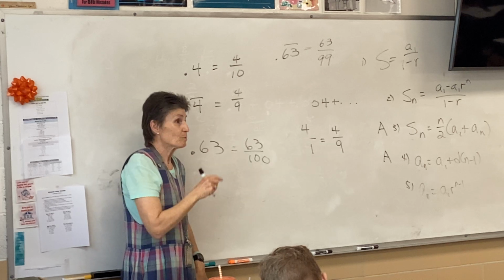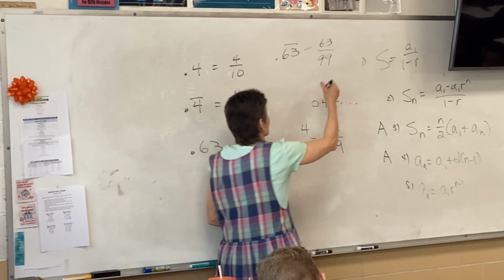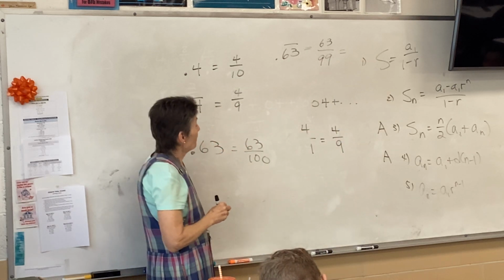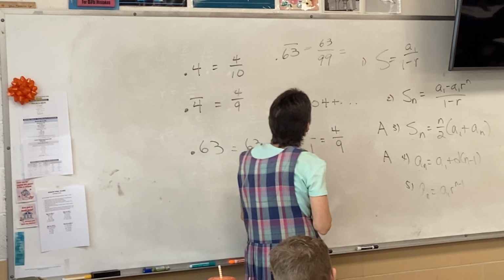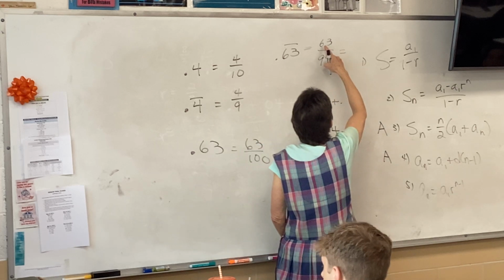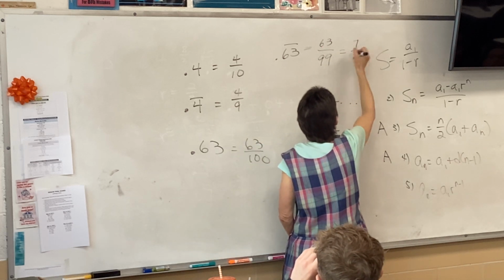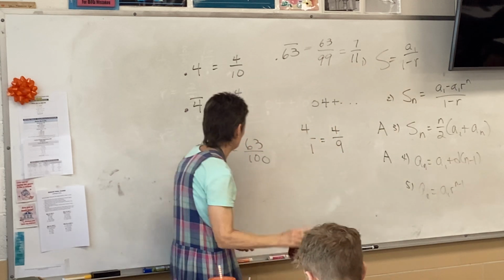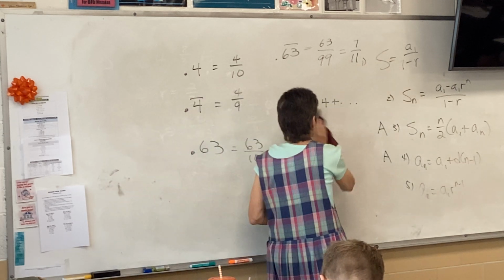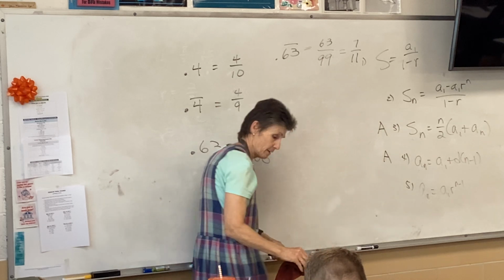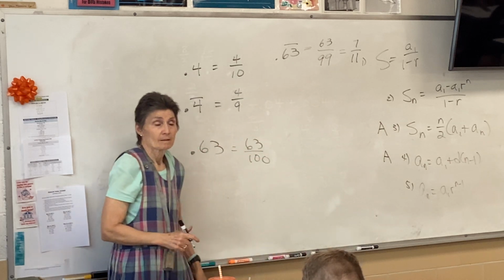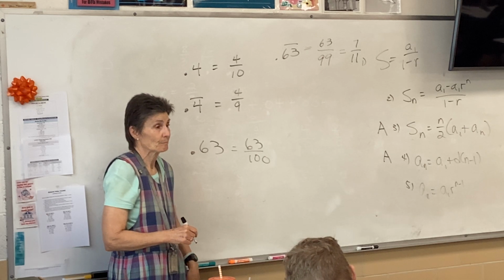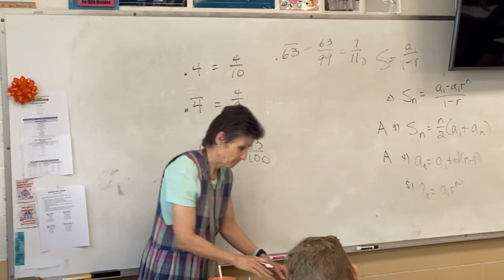Now that does reduce. So we'll start out with 63 over 99. But then, let's see. 9 goes into that 7, 11. Type 7 divided by 11 on your calculator. 7 divided by 11. Yep. What'd you get? Repeating 63s? Yeah.